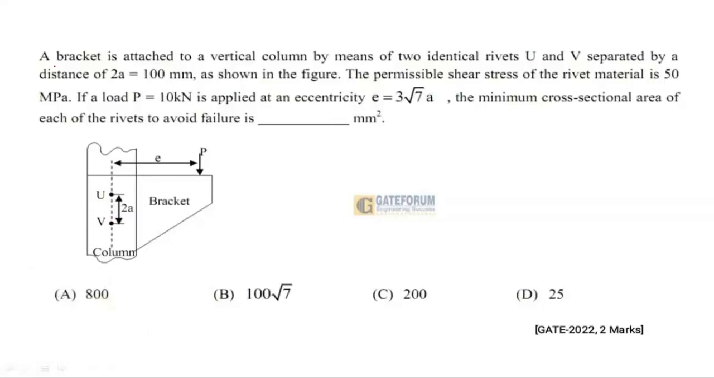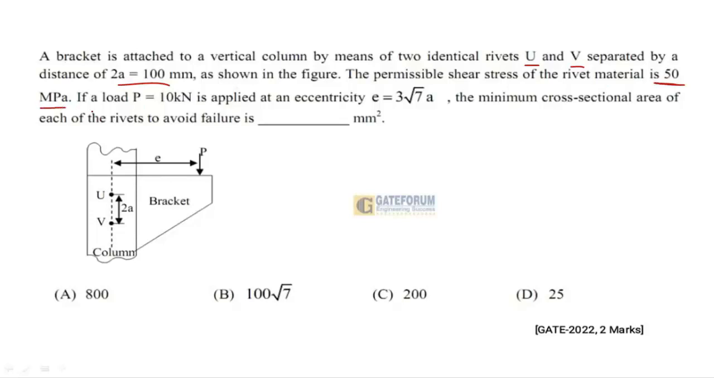So my dear friends, let's start with this question. What is this question? A bracket is attached to a vertical column by means of two identical rivets U and V separated by a distance of 2a, and this value is given 100 mm as shown in the figure. The permissible shear stress of the rivet material is how much?